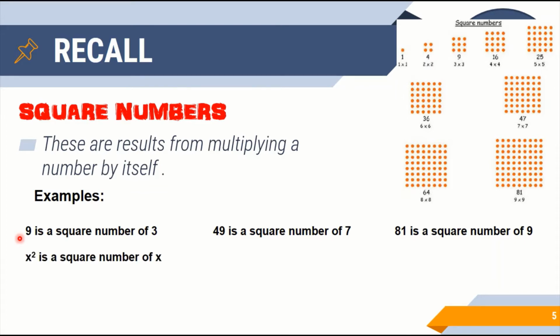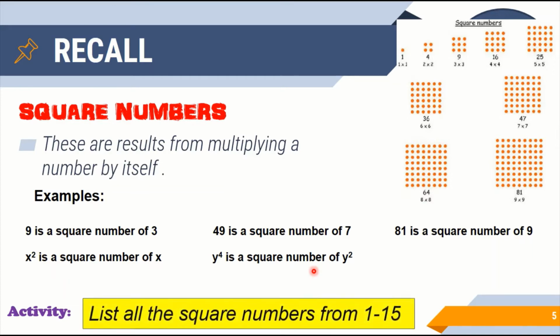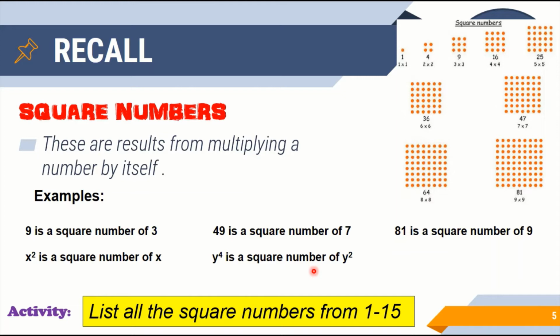When it comes to variables, we have x squared is a square number of x, and y raised to 4 is a square number of y squared. So now, you will have a short activity in your notebook. Kindly list all the square numbers from 1 to 15 without using a calculator.